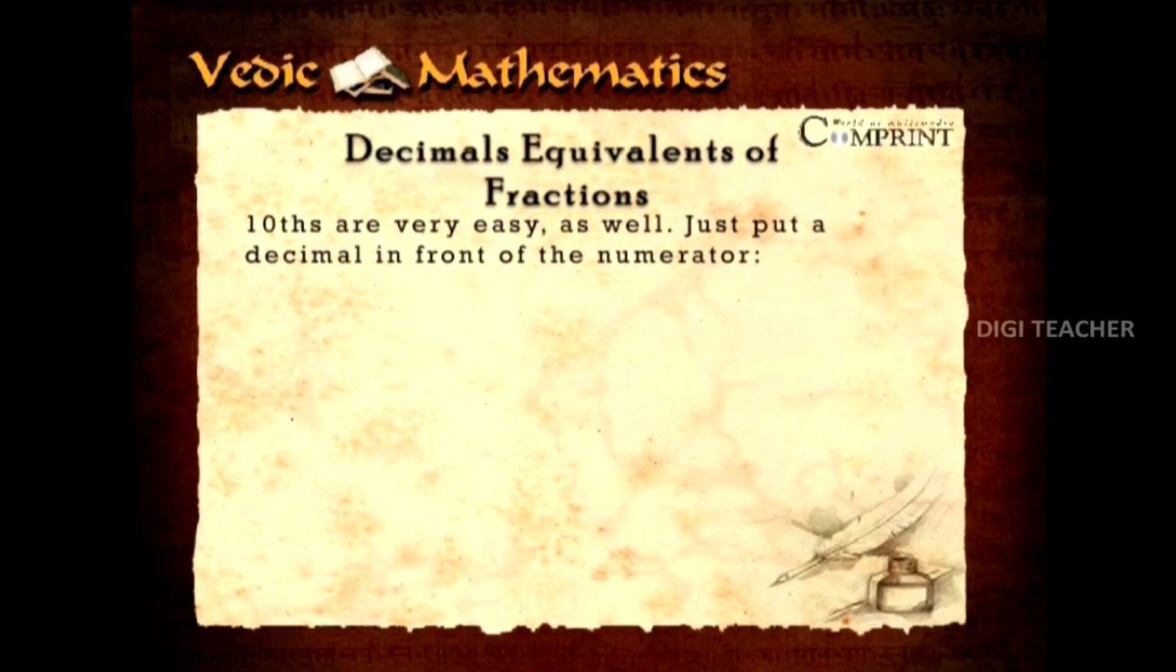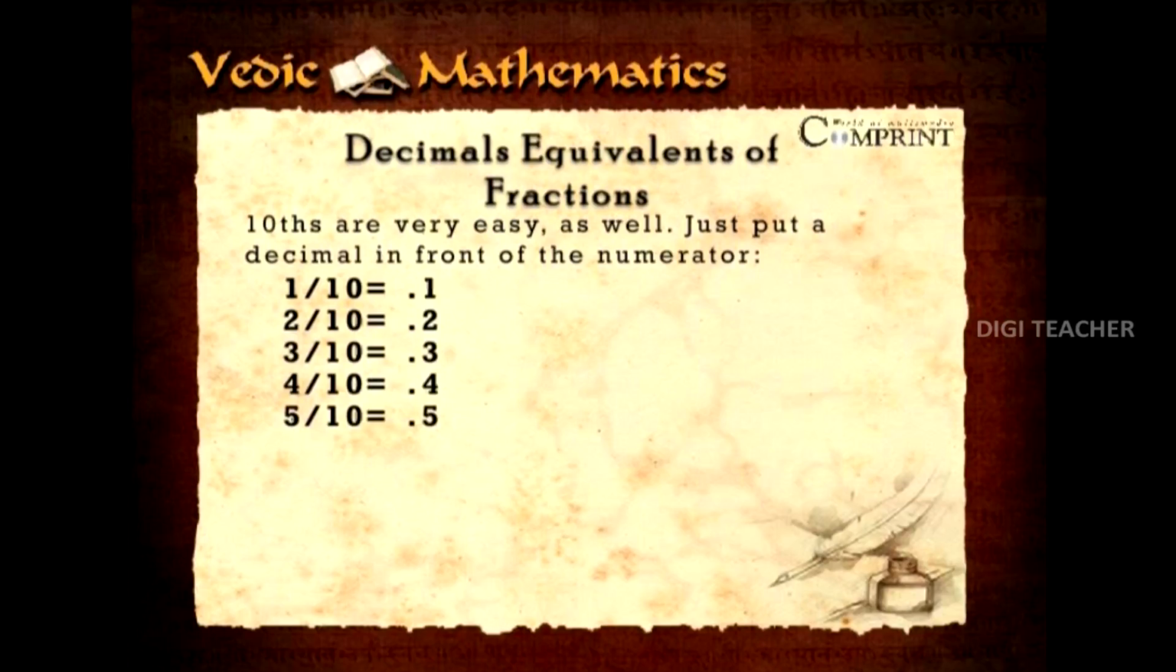The tenths are very easy as well. Just put a decimal in front of the numerator, which is 1/10 equals 0.1, 2/10 equals 0.2, 3/10 equals 0.3, 4/10 equals 0.4, 5/10 equals 0.5, 6/10 equals 0.6, 7/10 equals 0.7, 8/10 equaling 0.8 and 9/10 equaling 0.9. Isn't that easy? Remember how easy the nines are.